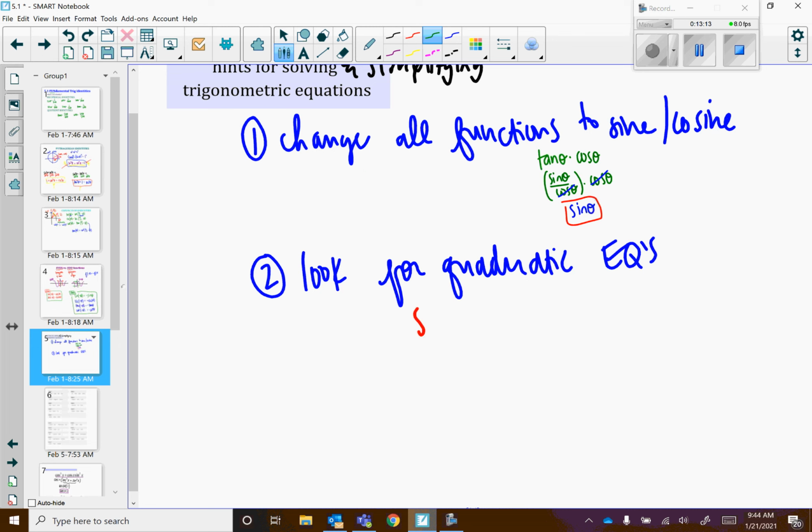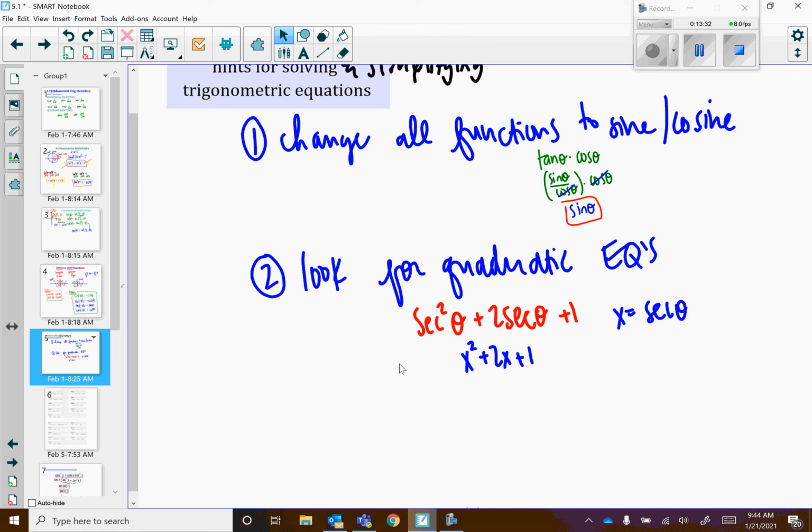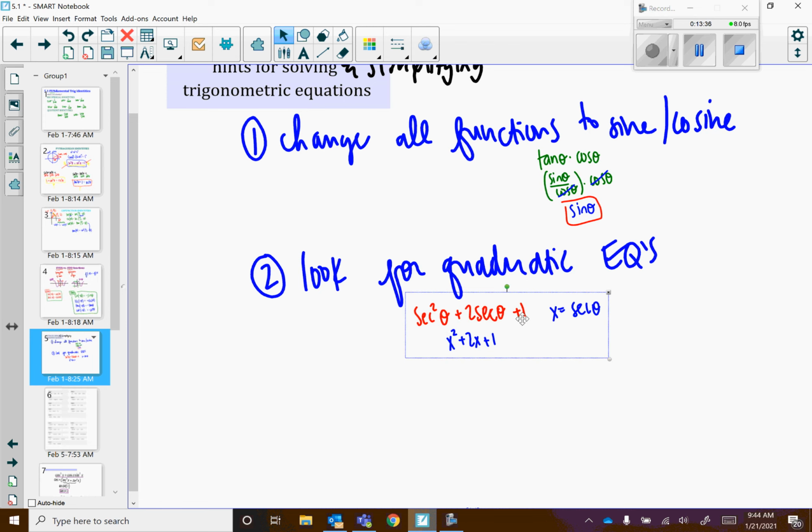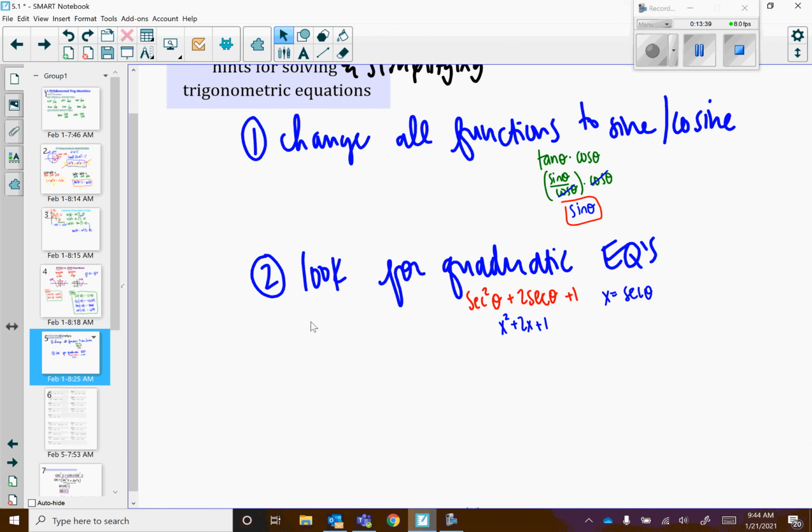Let's say I have something that looks like this: secant squared theta plus 2 secant theta plus 1. I could really see that as x squared plus 2x plus 1, where x is secant of theta. And this, in the blue, is a lot easier to solve, right? Because we're used to solving quadratics. We're not so keen on solving secant, cosecant, etc.